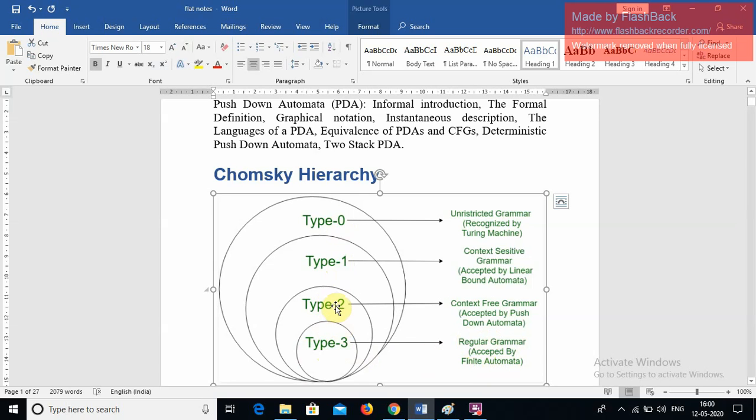In the same way, type 2 grammar is also called a context free grammar, and the machine format of the context free grammar is nothing but pushdown automata. Okay, so now you understand where we can have a pushdown automata, for the context free grammar. So the machine format is nothing but a pushdown automata.